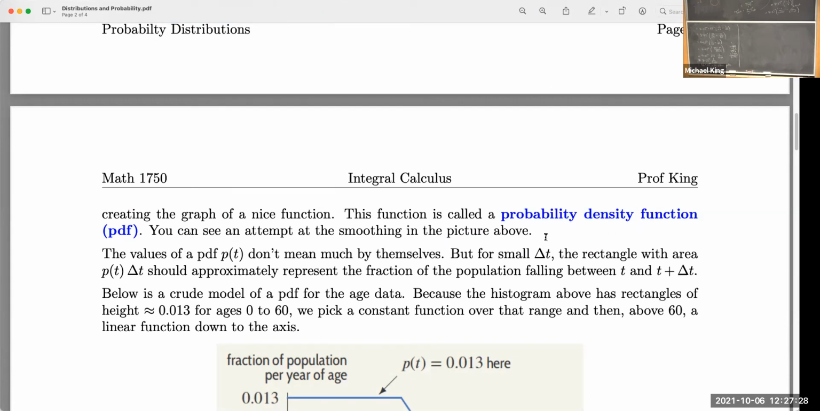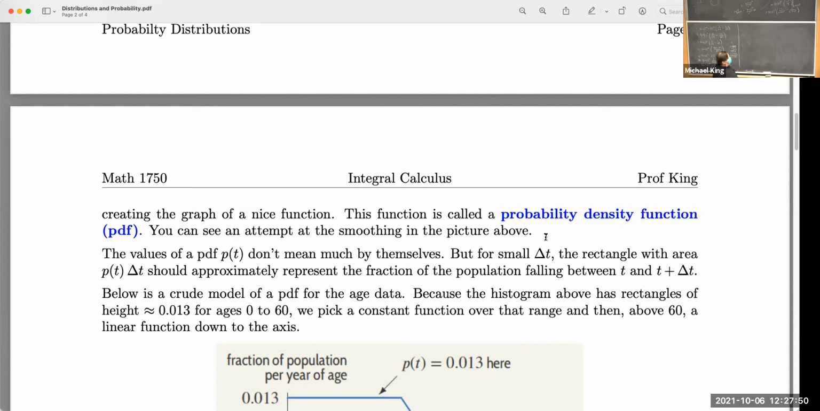People call them PDFs. It's not portable document format. Is that what PDF stands for? Portable document format? Hey, you learned something in math class today. I think it's portable document format. So it's not that PDF, it's this PDF.